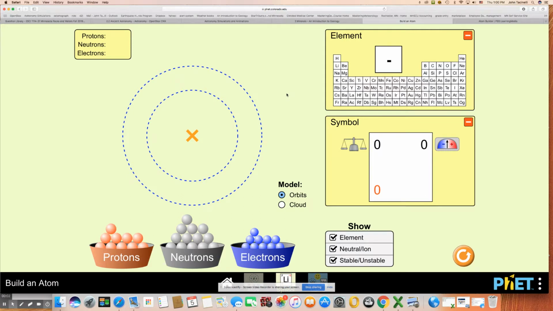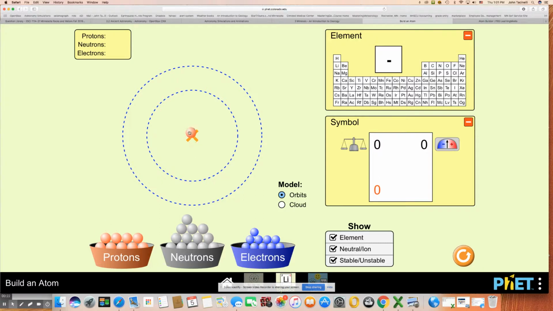This is just a quick video to go over the structure of atoms. And so we know that atoms are made of three different types of particles. There are protons, neutrons, and electrons. And each one of these has a different mass, different charge, and is located in a different place in the atom. So let's look at those.